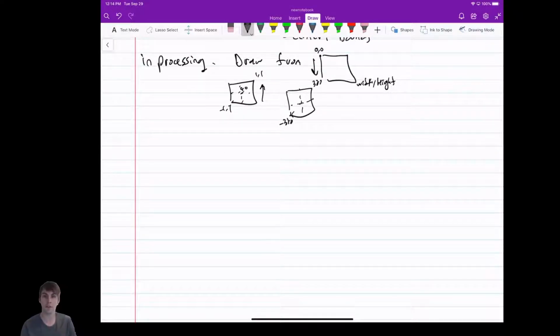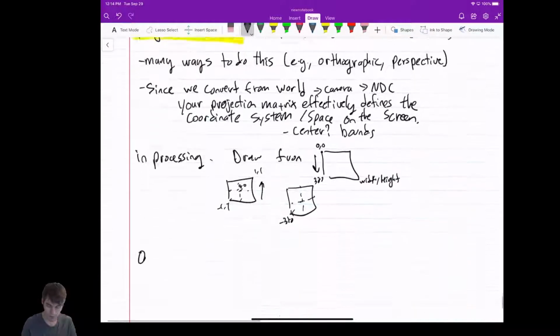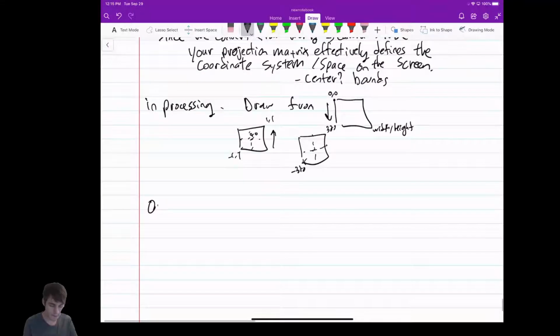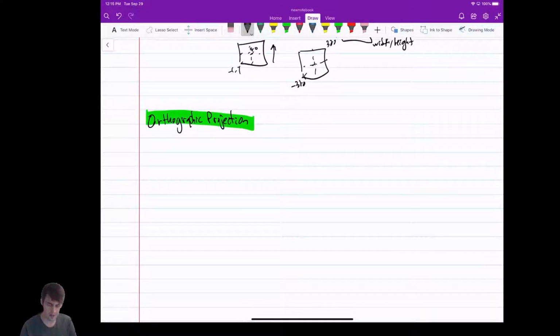So let me first explain one projection to you. This is called the orthographic. Now, if you look this up online, I find that the orthographic projection is defined in a really strange way, but I think it's actually not a hard concept to get your head around. So it has a few properties which help explain what happens.